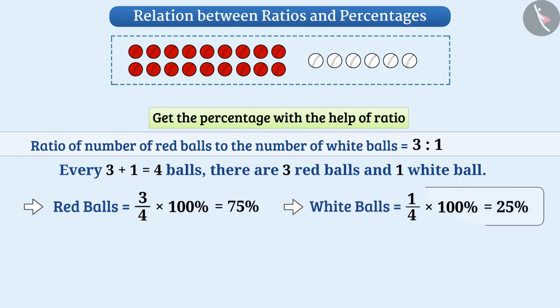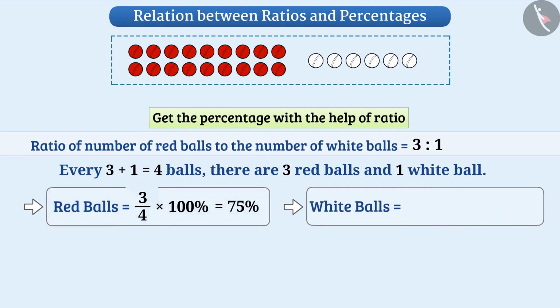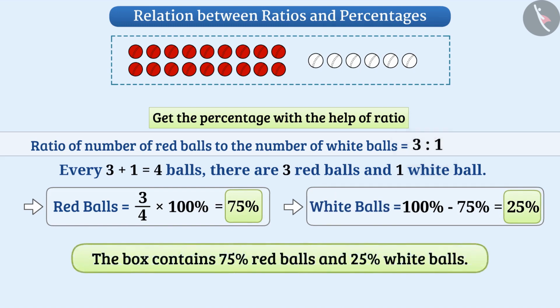We can also do this in another way. Since the box contains 75% red balls, that's why the box contains 100% minus 75% is equal to 25% white balls. In this way, we have obtained a percentage from ratio. Now, we can compare that in the box, there are 75% red balls and 25% white balls.